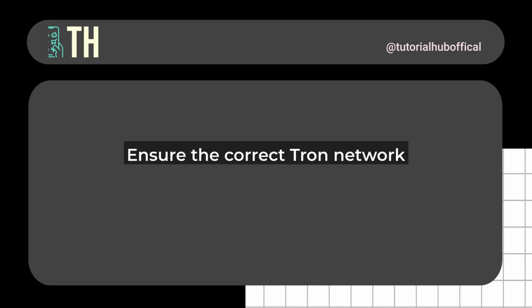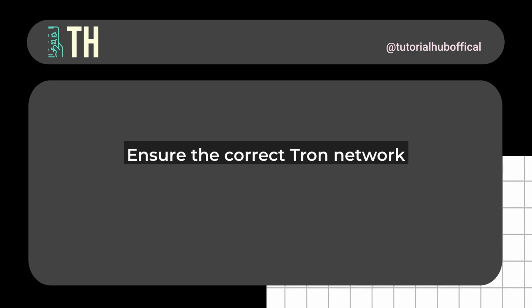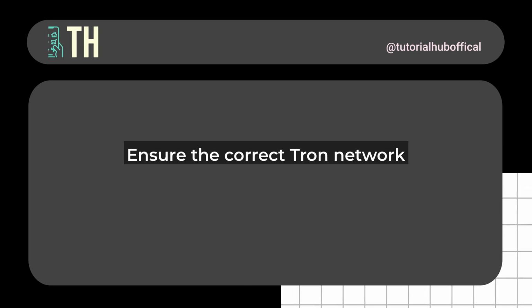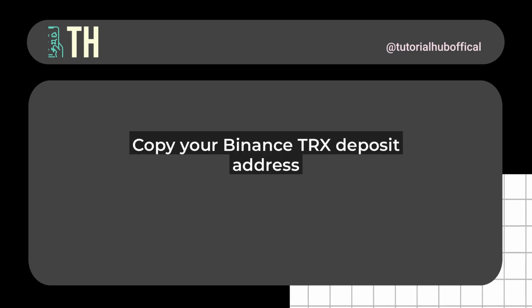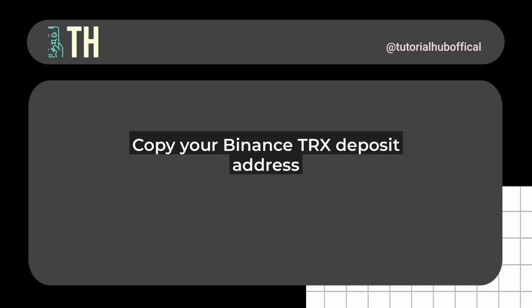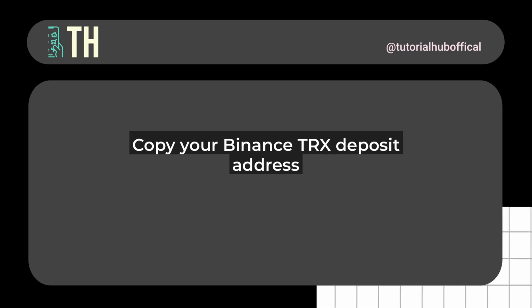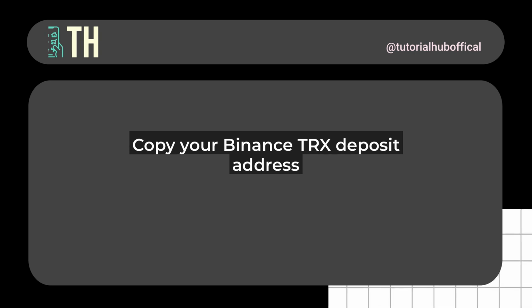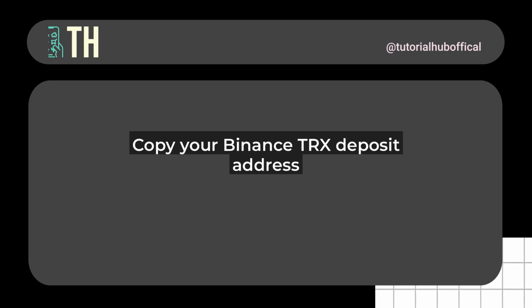Over on Binance, log into your account and go to your wallet. Find the deposit section, search for TRX, and copy the deposit address. This address is unique to your Binance account, so don't share it with anyone. Pro tip: always verify that the network matches. Stick with Tron, TRX, to ensure a smooth transfer.